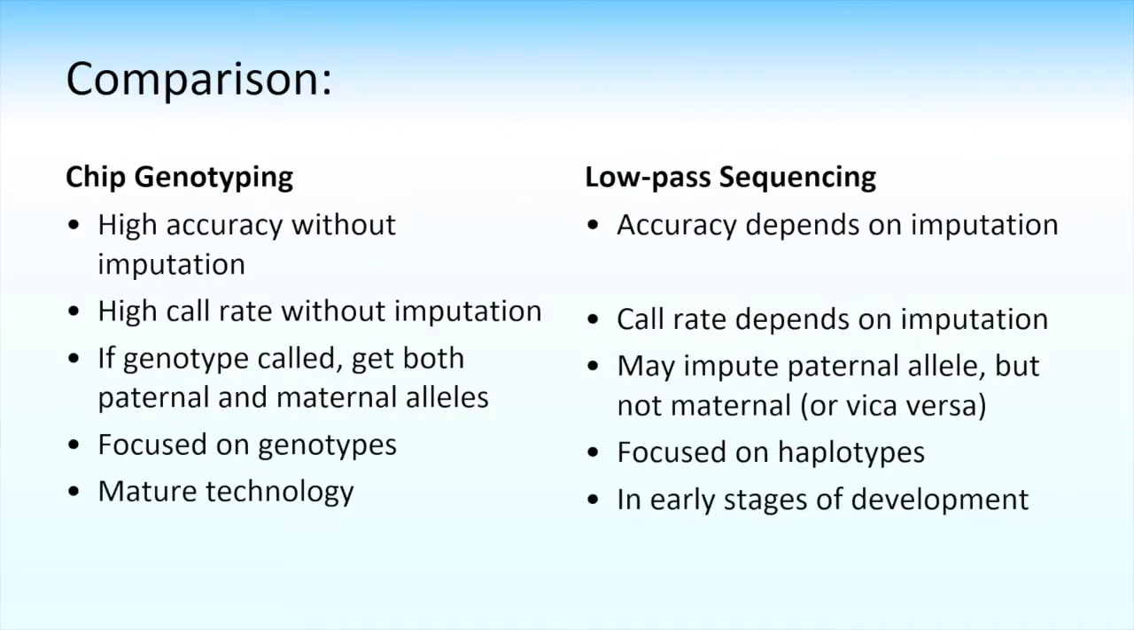By comparison, chip genotyping provides high accuracy and call rate without imputation, whereas low-pass requires imputation for both. Chip genotypes give us both the paternal and maternal alleles, whereas low pass may impute the paternal allele but not the maternal, or vice versa. Chips are focused on genotypes, whereas low pass is focused on haplotypes, and chip genotyping is a mature technology, whereas low pass is in early stages of development.